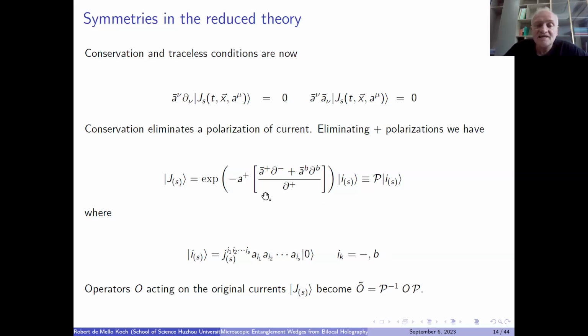And the way that I get the plus polarizations back is through this exponential over here. It creates the plus polarizations from the minus and the B polarizations according to the conservation equation. This exponential, I call it P. The reduced symmetry generators are the conformal transformations acting on this vector I. So we know them acting on J. They're just given by some operator O. To obtain the reduced conformal transformations acting on I, it's easy to show these are given by P inverse O P. So these O tildes would be the reduced symmetry generators.